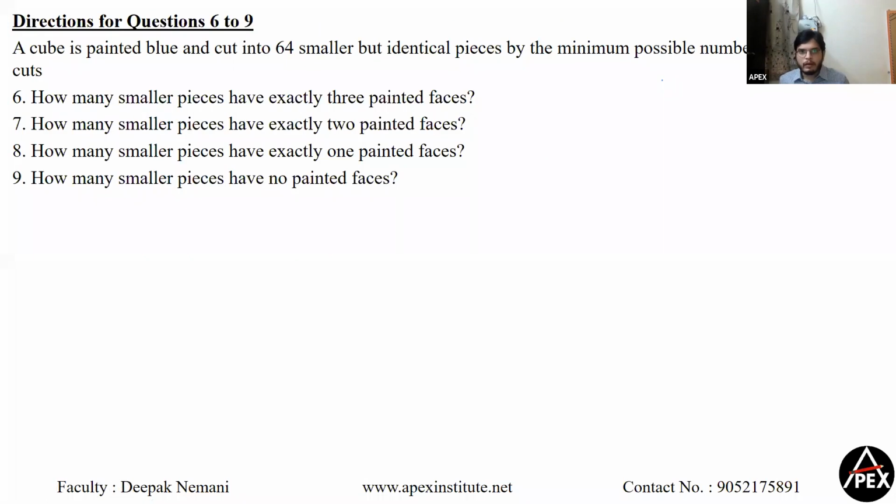Now here in this question, we have a cube which is completely painted blue, and it was then cut into 64 smaller but identical pieces by minimum possible number of cuts. Then you need to answer this question. So you have 4 questions. I'll give you 4 minutes. We'll discuss this after 4 minutes.